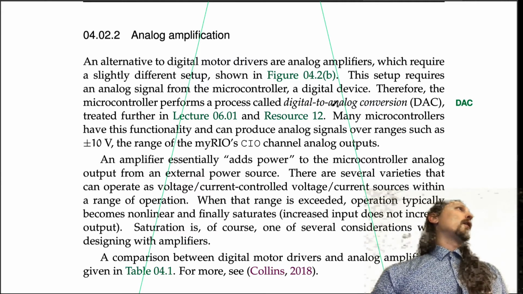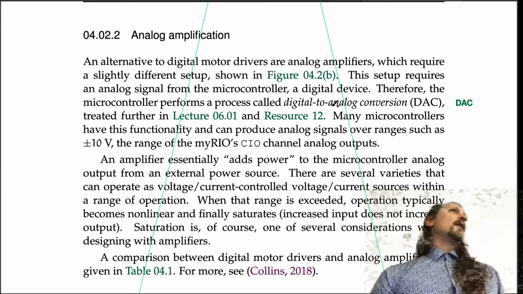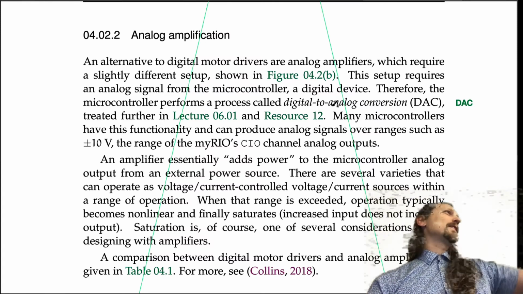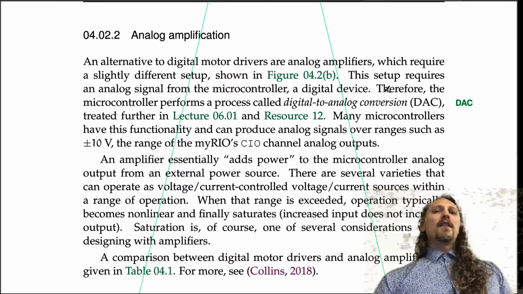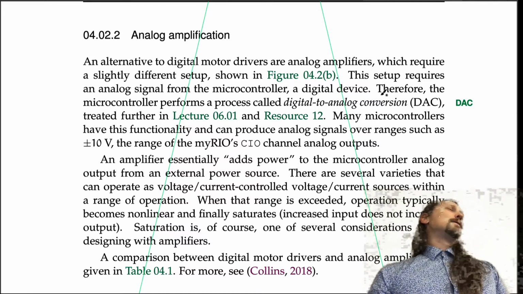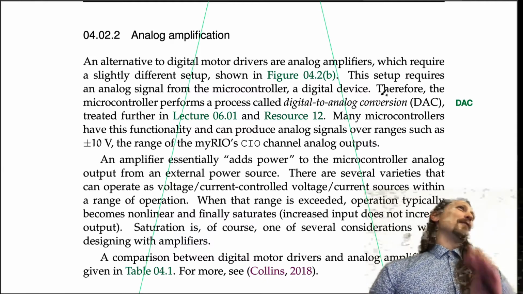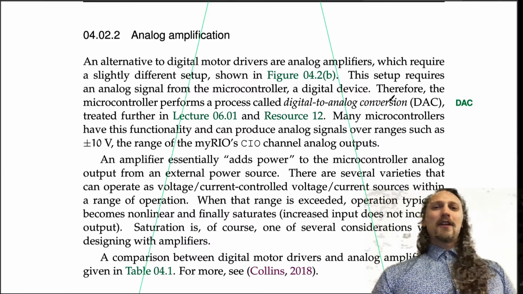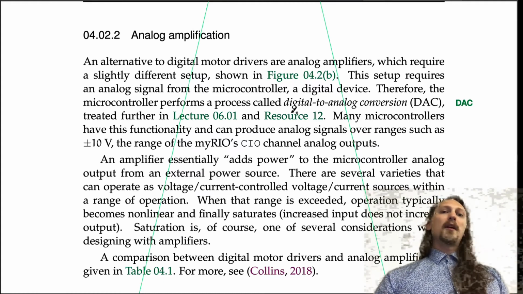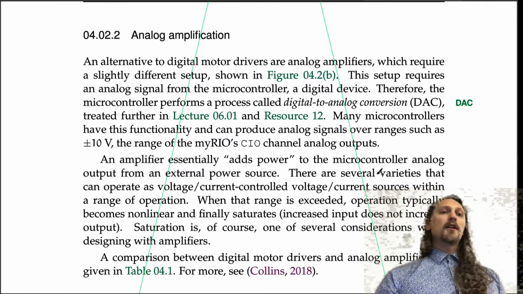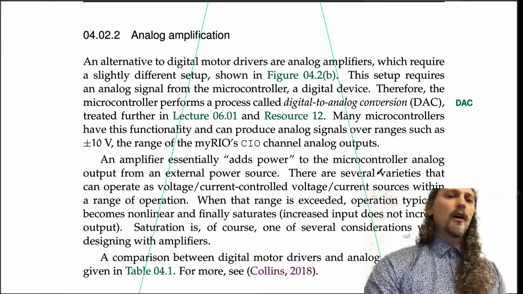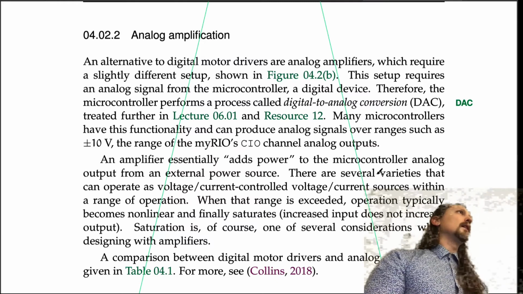So you're going to say, I want to put out 4.72642 volts. And it's going to say, great, I can do something close to that, and it'll put that voltage out. So the microcontroller has to perform a process called digital to analog conversion, which is treated further in lecture 6.1. So in a few weeks we'll get there.